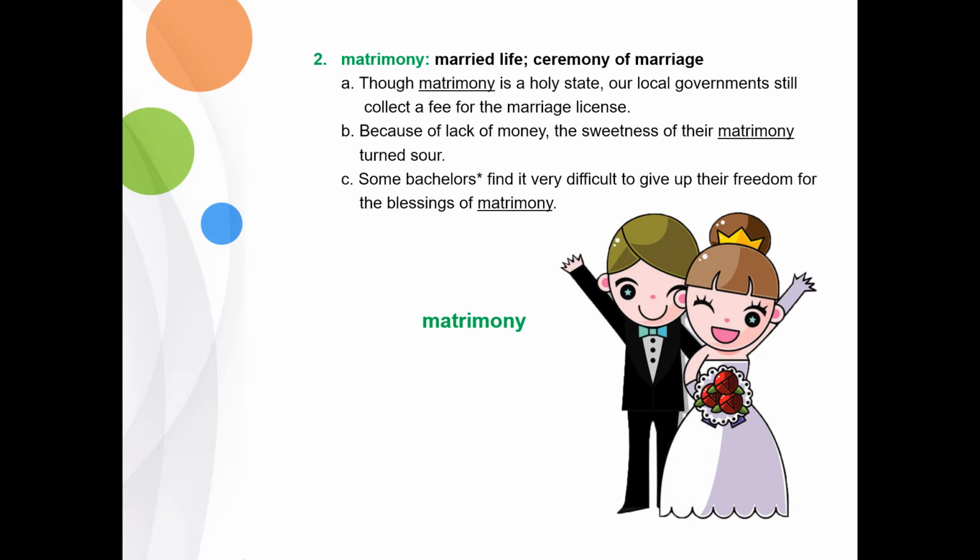Matrimony. Matrimony means married life or ceremony of marriage. Examples. Number 1. Though matrimony is a holy state, our local governments still collect a fee for the marriage license. Number 2. Because of lack of money, the sweetness of their matrimony turned sour. Number 3. Some bachelors find it very difficult to give up their freedom for the blessing of matrimony.